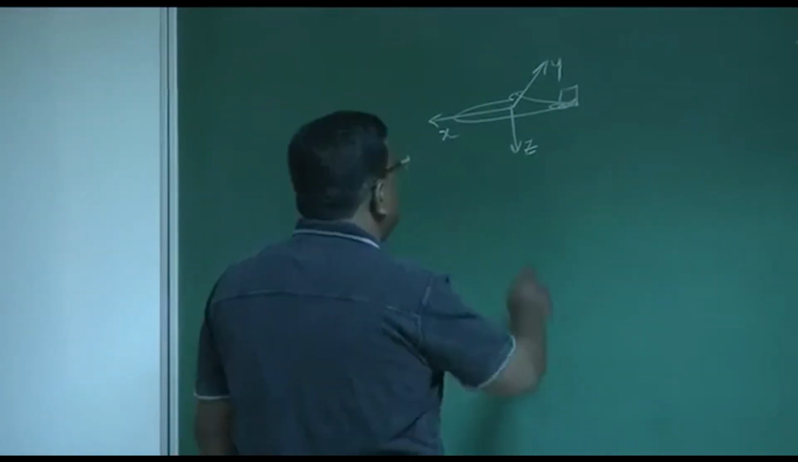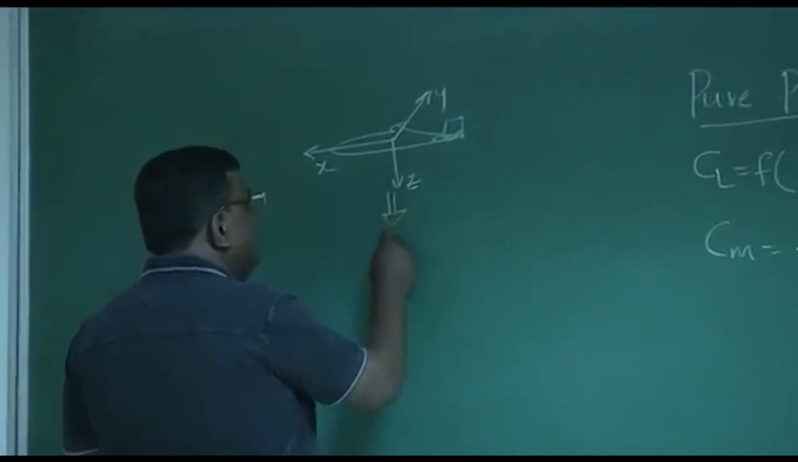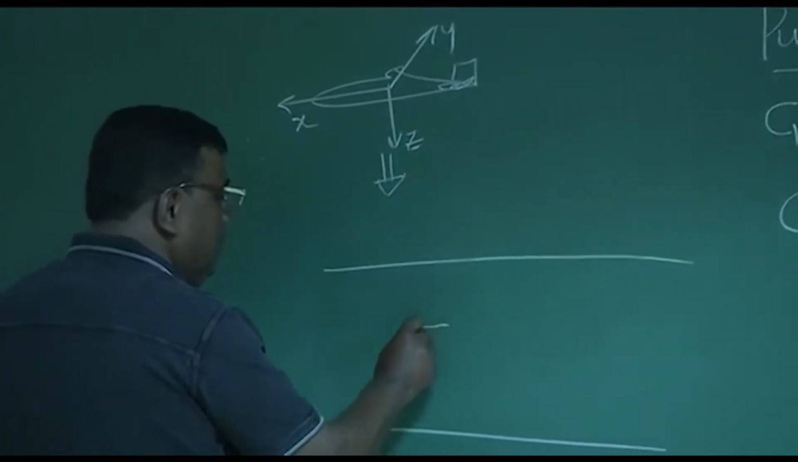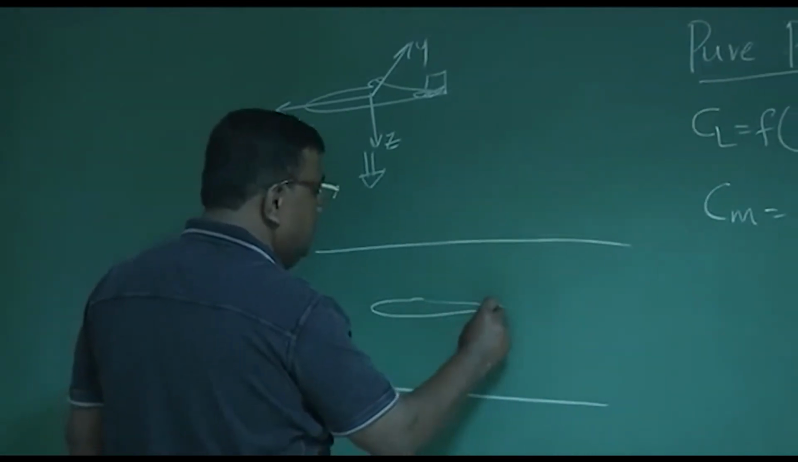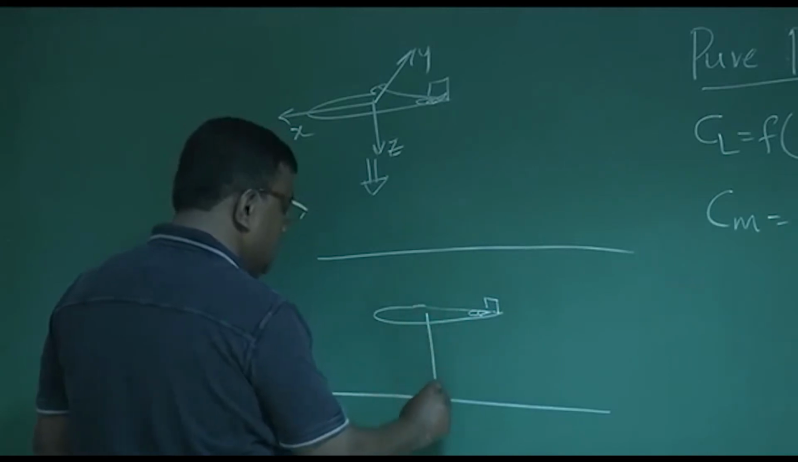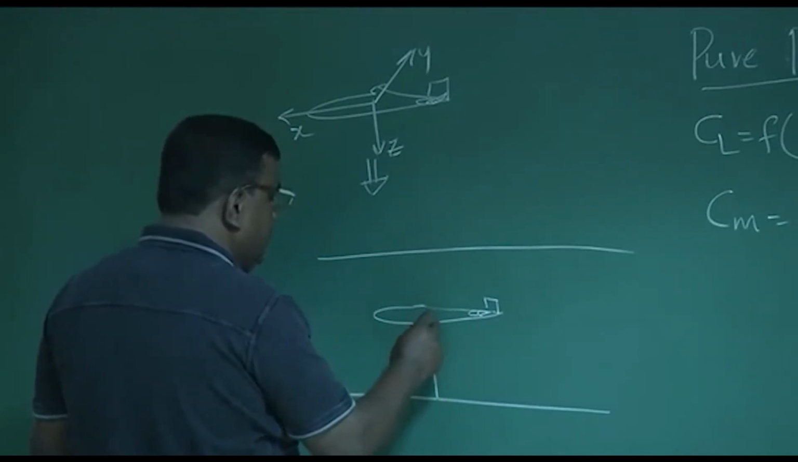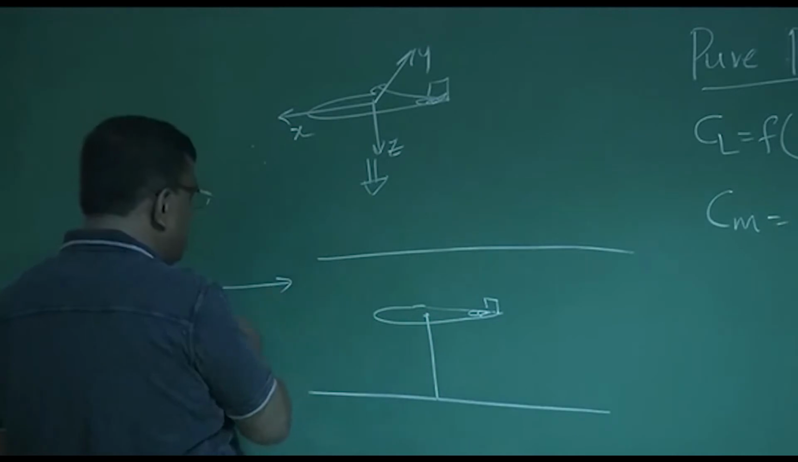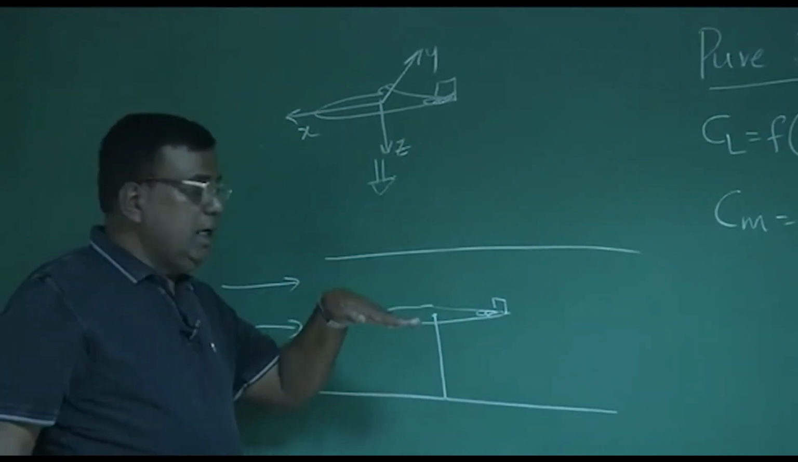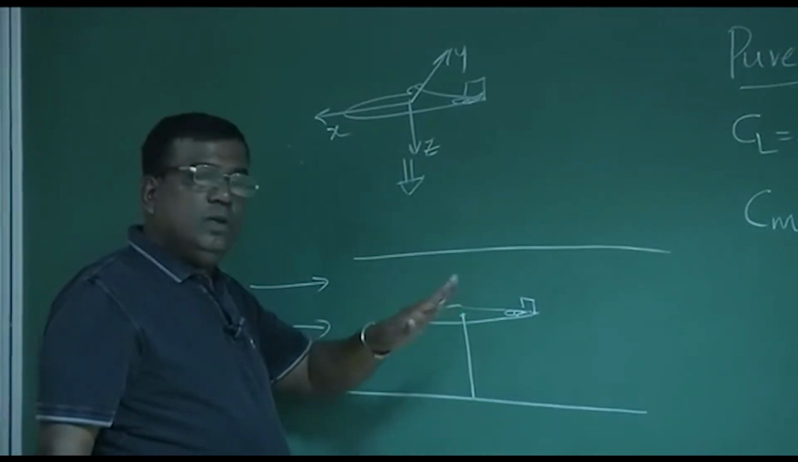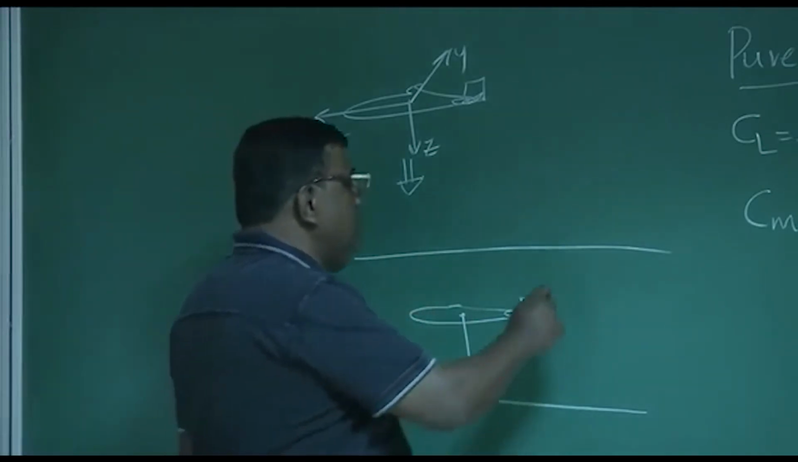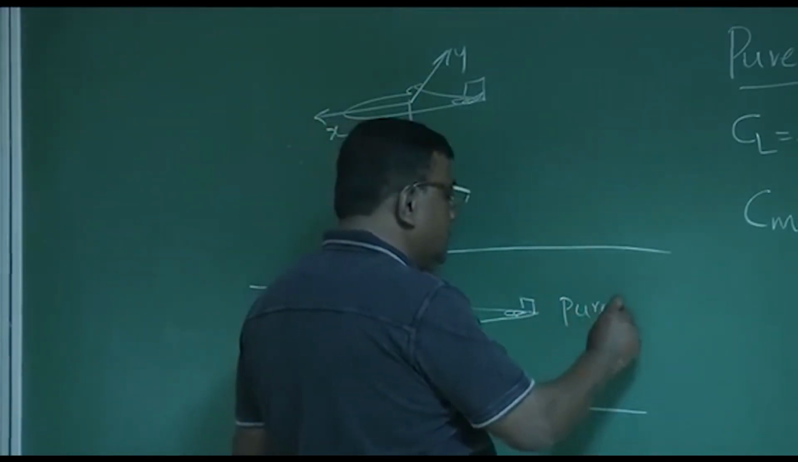So typically, if I try to simulate this case, I can equivalently say that in a wind tunnel, I have put this aircraft model, right? And this model is fixed here, and the bearing is such that it will only allow this motion. It will not allow any plunging motion. So this is typically how I am simulating a pure pitch. Pure pitch.